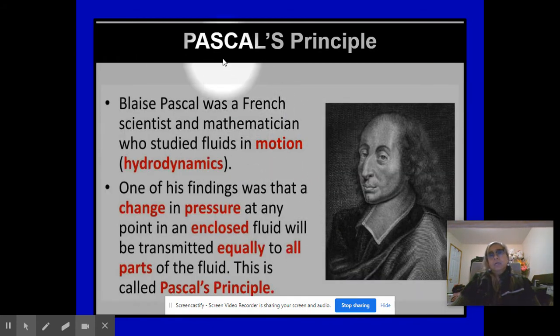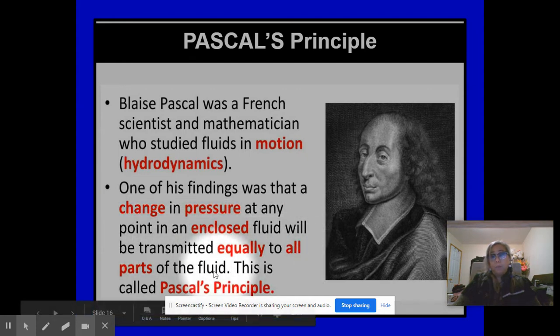Now, there's what we call a principle in science related to fluids. It's called Pascal's principle. So Blaise Pascal was a French scientist and mathematician who studied fluids in motion. So the study of fluids in motion is called hydrodynamics. Now, one of his findings was that a change in pressure at any point in an enclosed fluid will be transmitted equally to all parts of the fluid. This is called Pascal's principle.